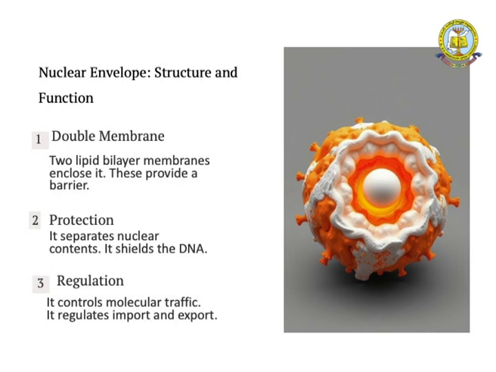And next one, regulation, which is also very important. It controls the molecular traffic and regulates import and export. Mainly it controls regulation, import and export, especially of some particles; proteins can enter into the nuclear sap, and some particles go out. At the same time, nuclear pores are present in the nuclear envelope.